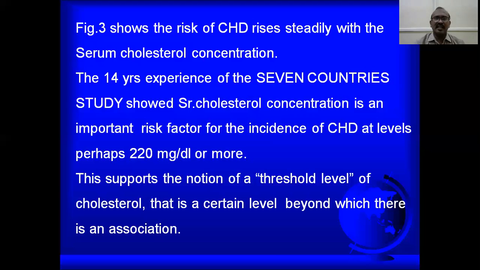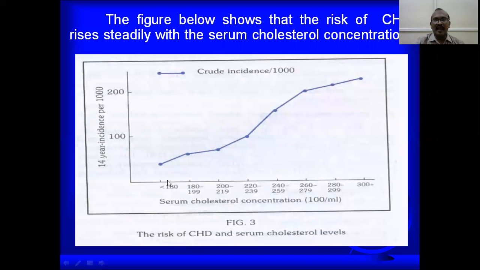Now in the subsequent slide, we see that the risk of CSD increases steadily with serum cholesterol concentration. In this figure, the 14-year incidence per 1,000 is on the y-axis, and serum cholesterol level is on the x-axis. The crude incidence of CSD per 1,000 population increases with the increase of serum cholesterol levels. As the serum cholesterol levels increase along the x-axis, the curve rises on the y-axis; the crude incidence of CSD is definitely higher with higher cholesterol levels.